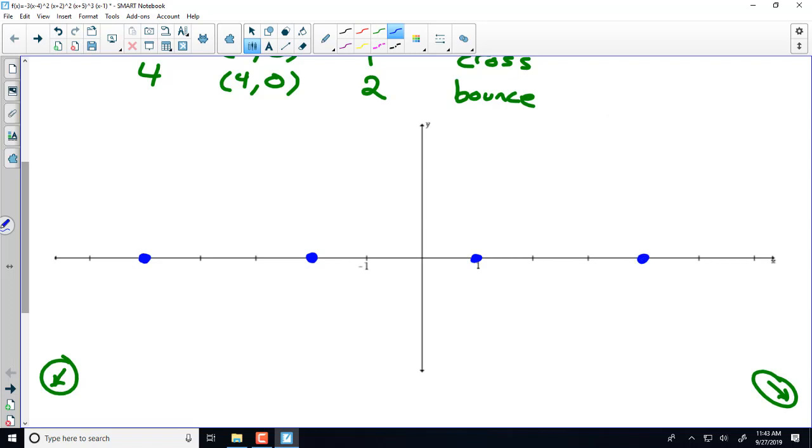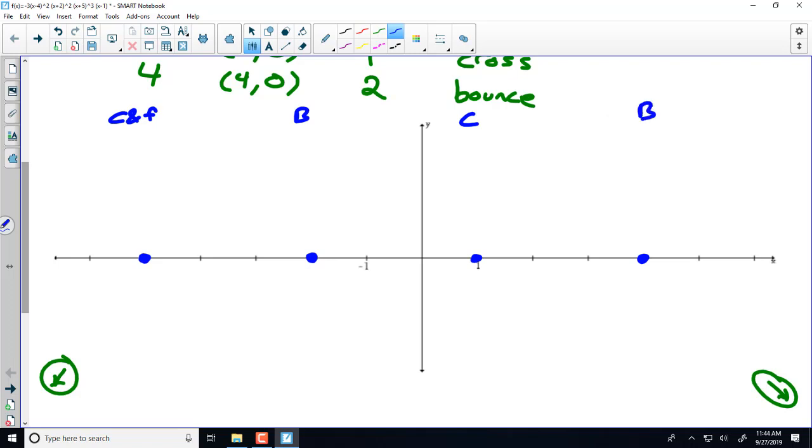Then to make it so I don't have to keep referring back to my work up there, at this time I will write down what my behavior is going to be at each x-intercept. So at -5, I'm going to do a little cross and flatten. At -2, I'm going to do a bounce. At 1, I'm going to do a cross. And at 4, I'm going to do a bounce.